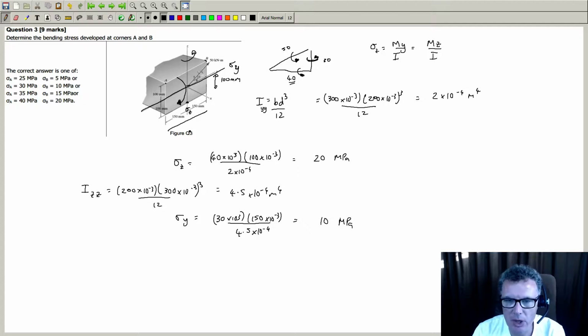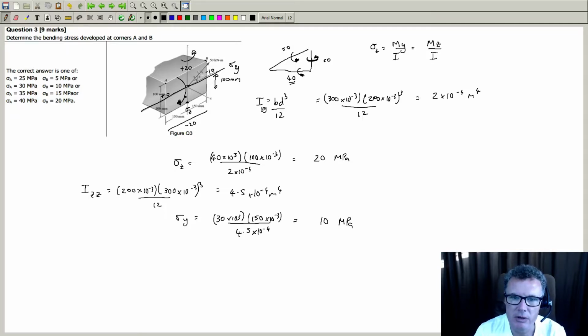Okay, so here we have got something in compression. So I'm going to use a minus number for compression. So we've got minus 20 there, and a plus 20 there. Here, we're going around, we're trying to compress this side. So we've got a minus 10 here and a plus 10 here.